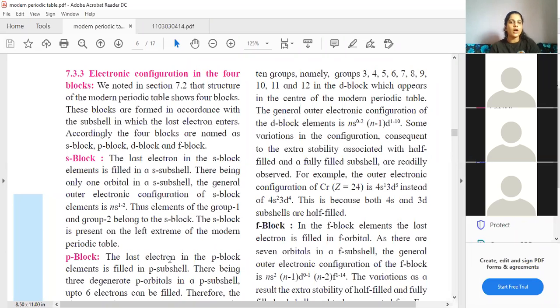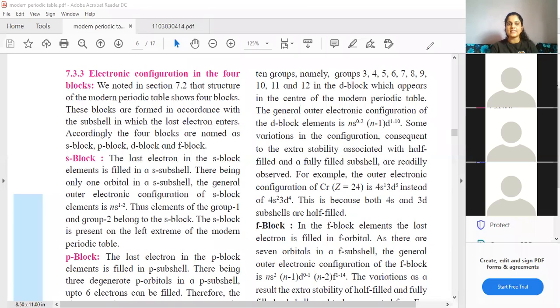So here, let us read what is written. We noted in section 7.2 that the structure of the modern periodic table shows 4 blocks. These blocks are formed in accordance with the subshell in which the last electron enters. Please mark this statement, very important. The point that I explained, they have written it over here. So please put a star mark over here, it is an important point. Accordingly, we have 4 blocks.